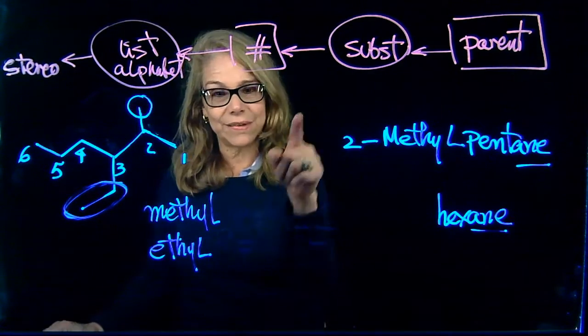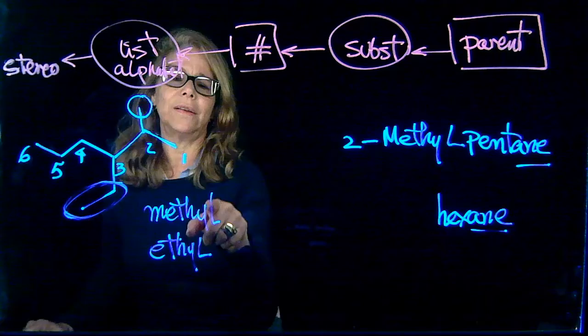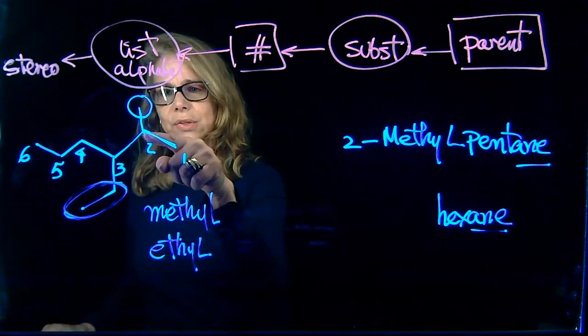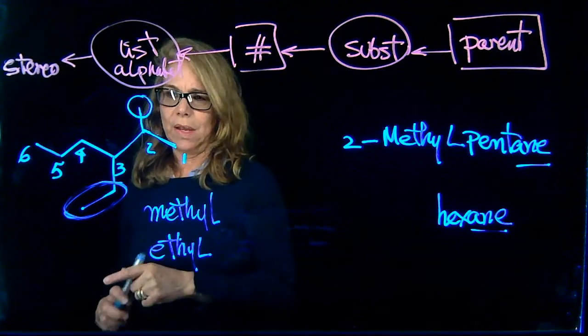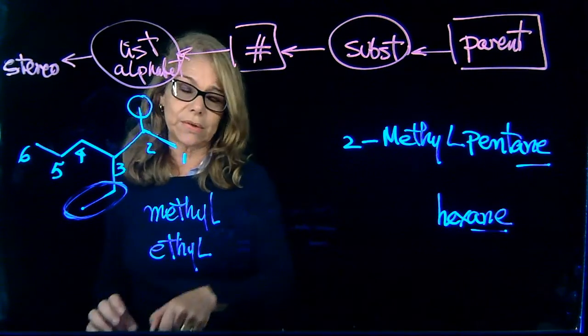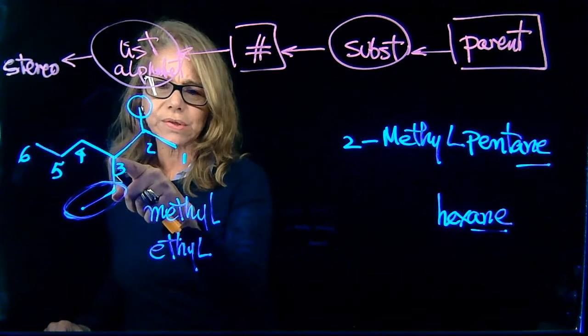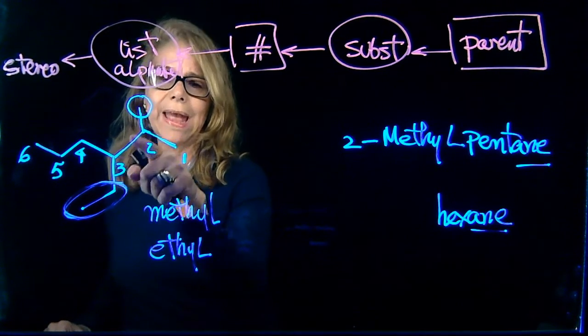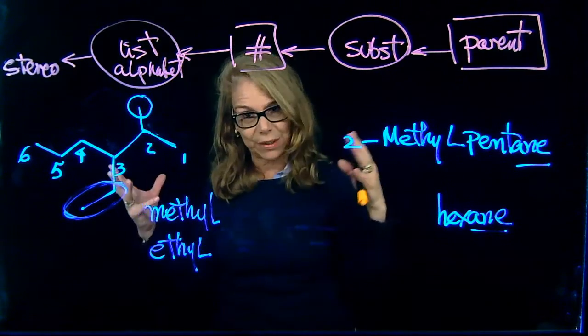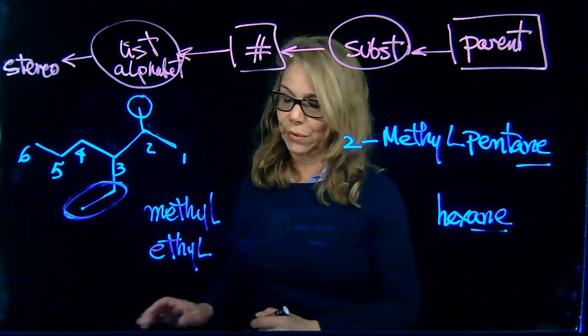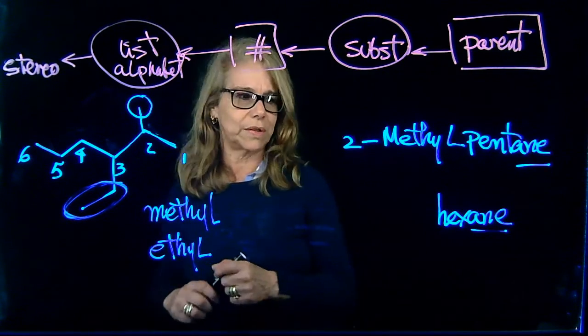So numbering, let's see if this numbering is correct. Here, using these numbers right now, substituents are in 2 and 3. And if I use another set of numbers, I will do 1, 2, 3, 4. Substituents are going to be in 4 and 5. So those are bigger numbers. So this is the correct numbering, the lowest number possible for the location of the substituents.